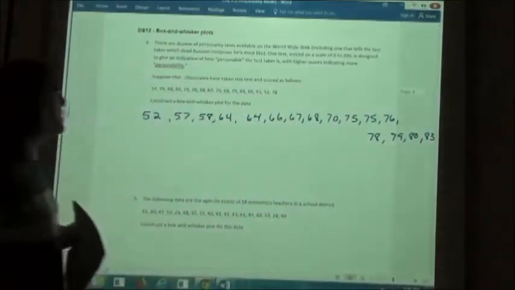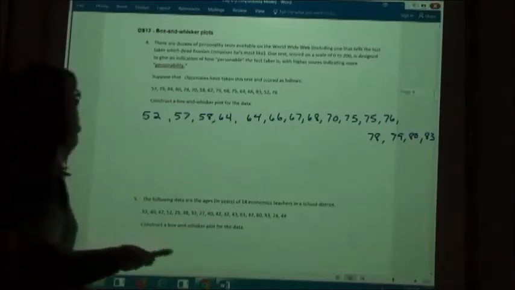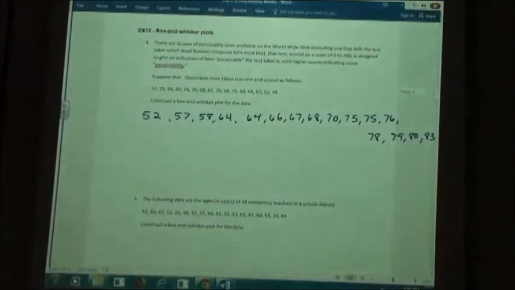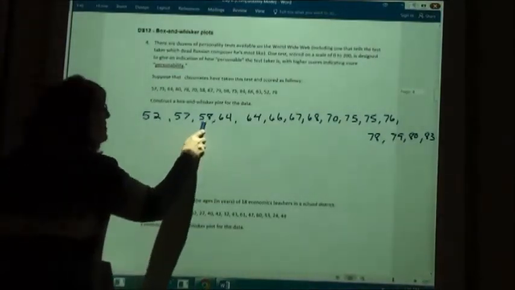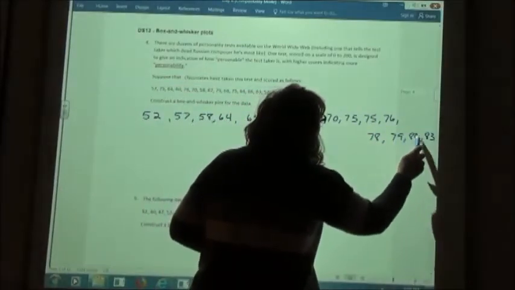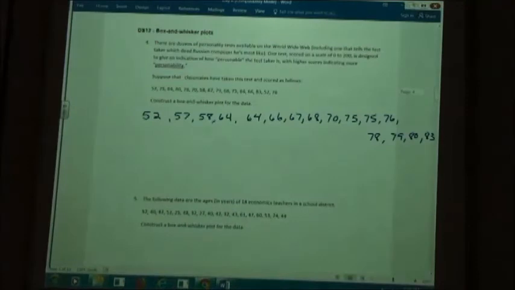Once I have my list in order, I'm going to separate them into, first of all, half, and then into quarters to do my box and whisker plot. So in this one we have, how many numbers on our list? Does it tell us, or do we have to count? We have 16 numbers on our list, right? So if I have 16 numbers on my list, halfway would be between 8 and 9, right?